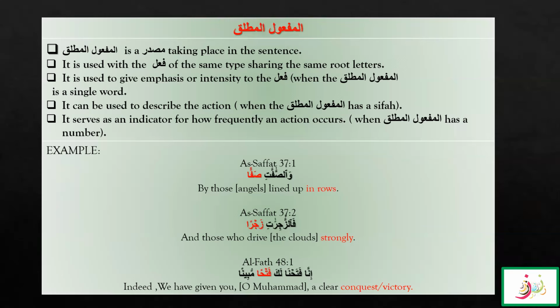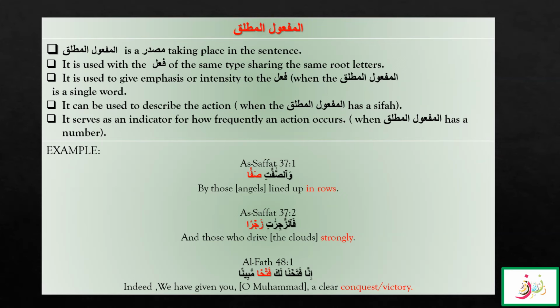So when a maf'ul mutlaq is a sifa, it describes the action itself. The third point that we need to remember for maf'ul mutlaq is that it serves as an indicator for how frequently an action can be done or occurs in a sentence. It is when a maf'ul mutlaq is in the state of a number. When maf'ul mutlaq has a number, it tells us or indicates the frequency of an action occurring in a sentence. Let's see the examples here.